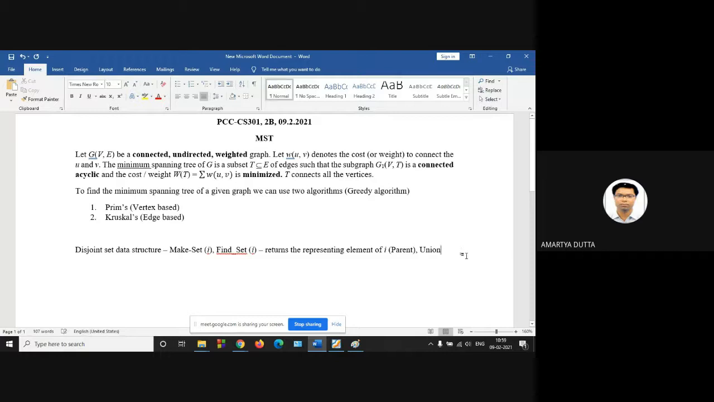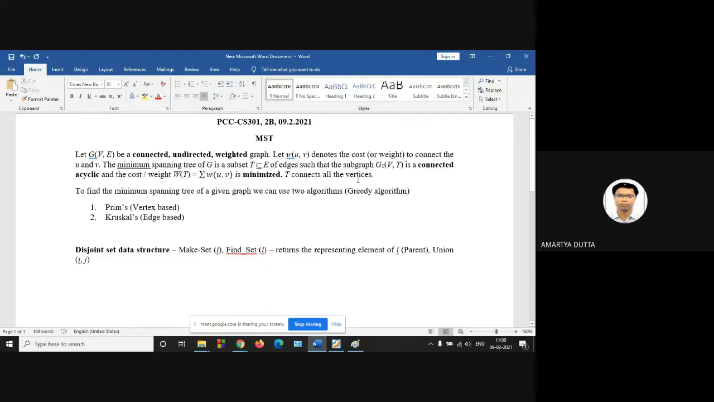Okay. And union, what do you mean by union? Union of I and J, that is just add I and J. So these are the total 3 operations in disjoint set data structure. Make set I, that returns I. Find set, that returns the representing element of I, that is, it actually returns the parent of I. And union I, J, that is add I and J.